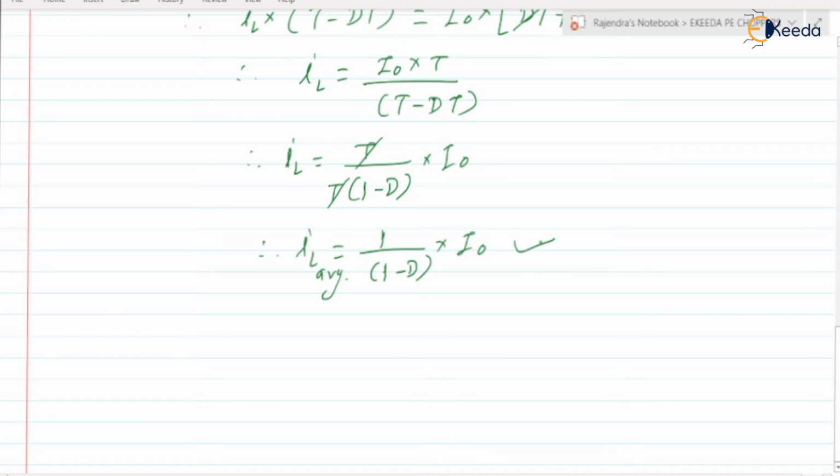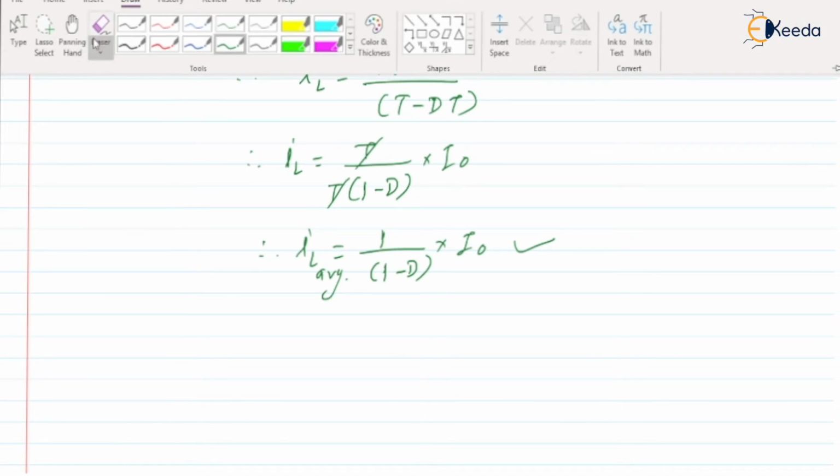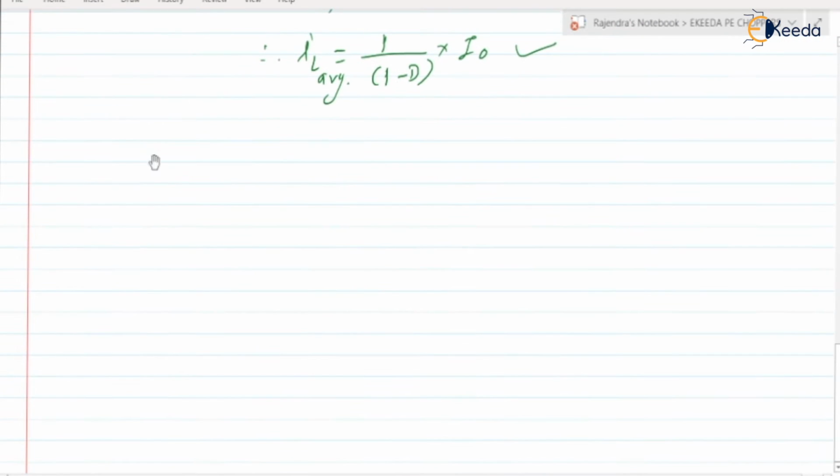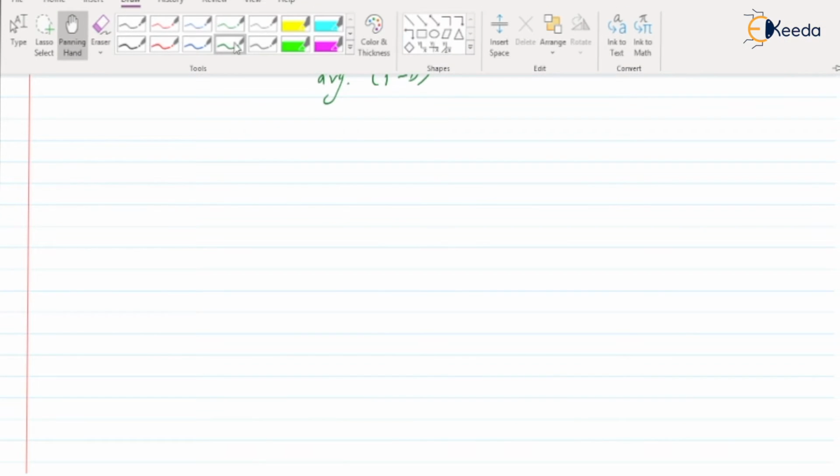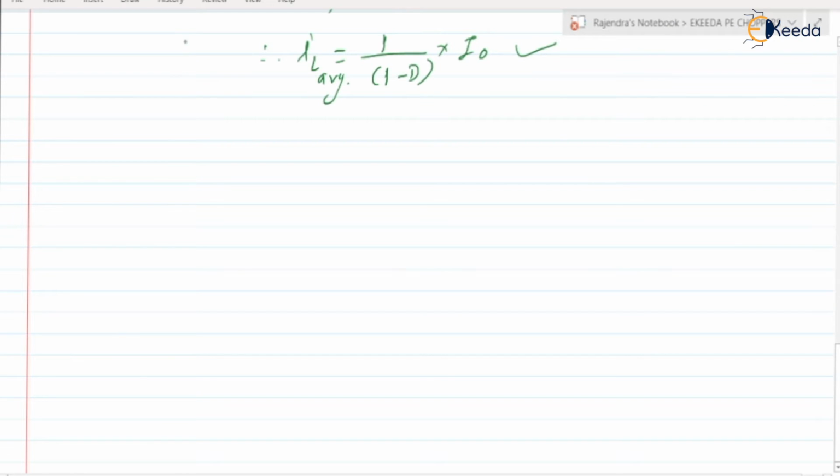So this is the expression for IL average, which is equal to 1 upon 1 minus D into I0, or we can write I0 is equal to 1 minus D into IL average also. So this is about the ampere second balance equation. Next, the delta IL, the ripple in inductor current.